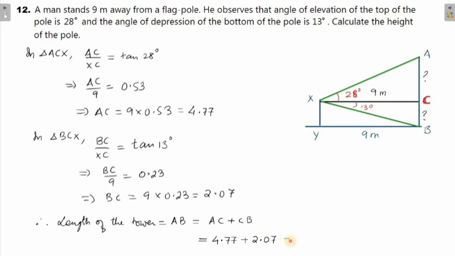Now let's add. 7 plus 7, 4, carried over 1, 1 plus 0, 1 plus 7, 8, point, we have 2 plus 4 is 6. So we have 6.84. What is the unit here? Unit is meter. So the height of the pole is 6.84 meter in this case, right? So you pause the video and note down your solution.